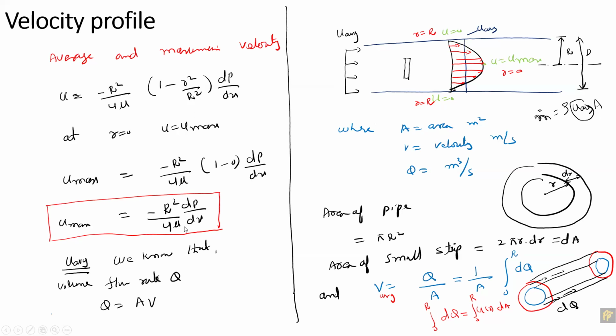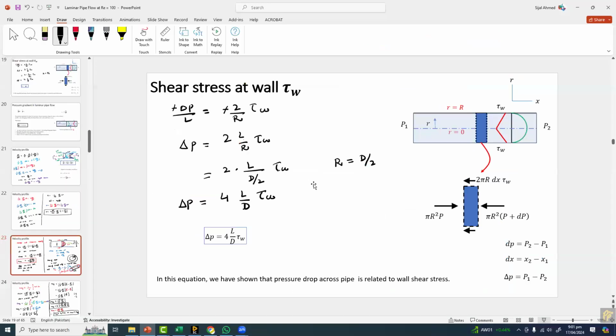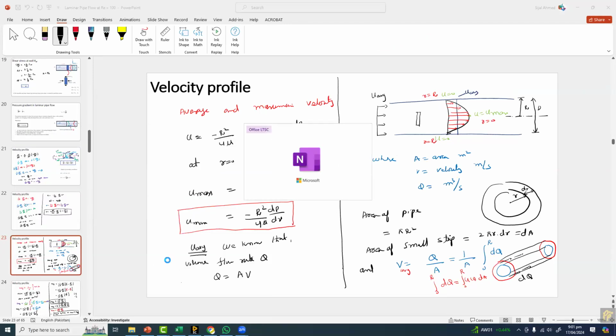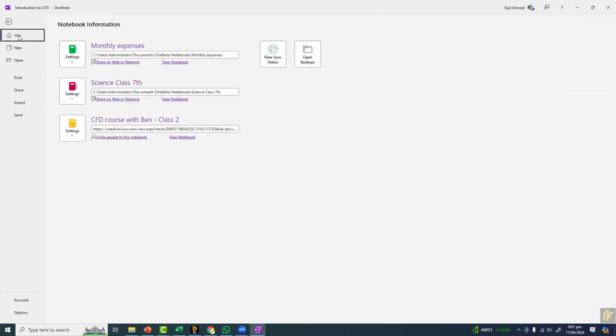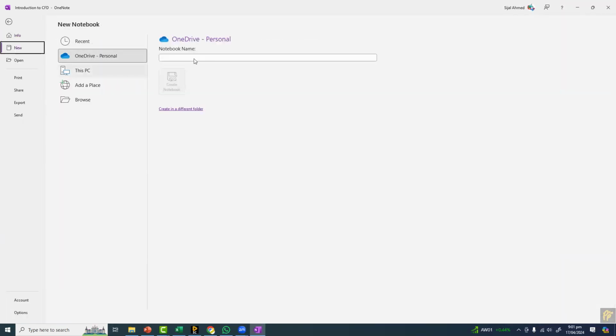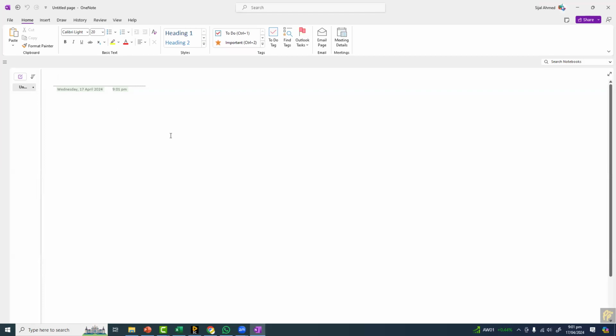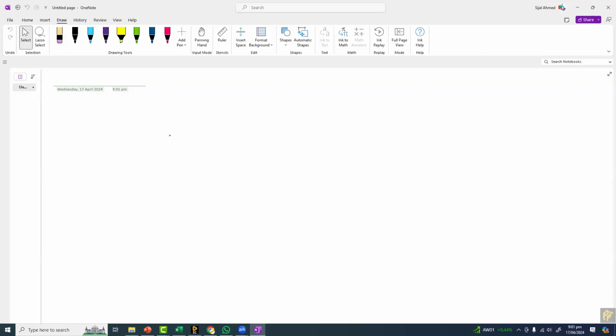Okay, now in order to give you an idea about the average velocity, I think I should put it in the OneNote. Then I can give you a better idea. Okay, let's make a new sheet. So what we're trying to do is find the average velocity here.